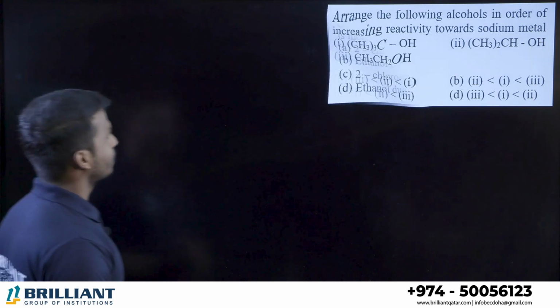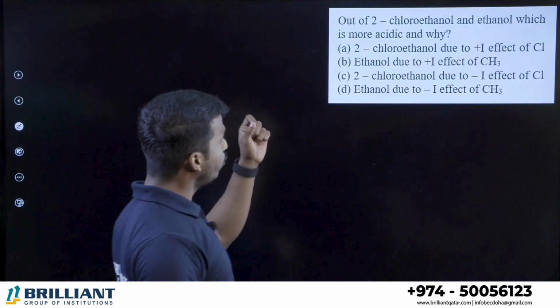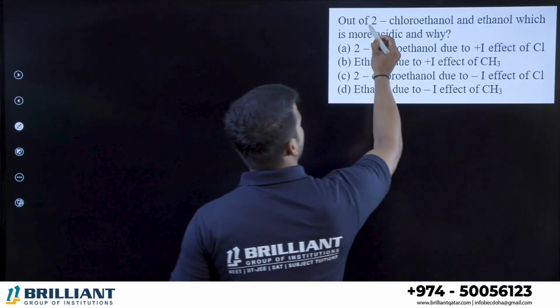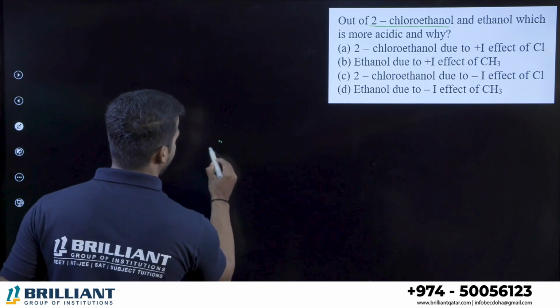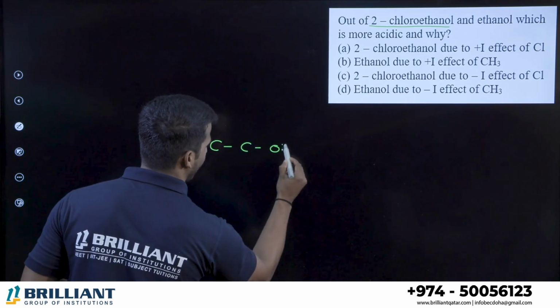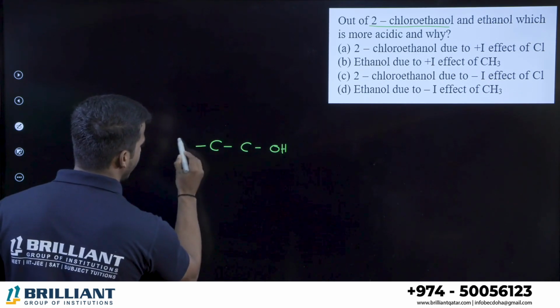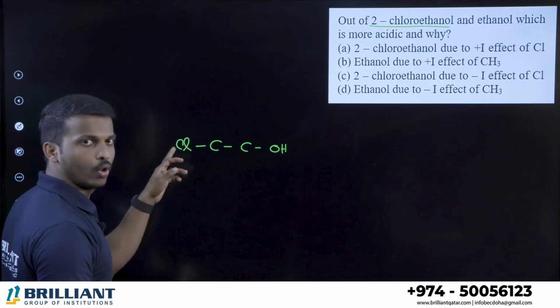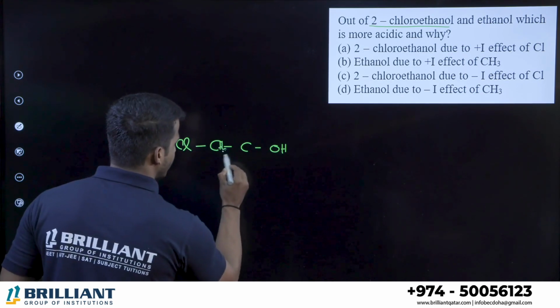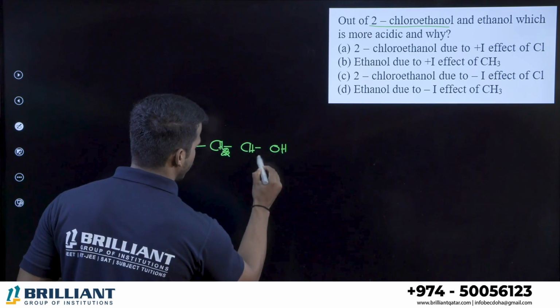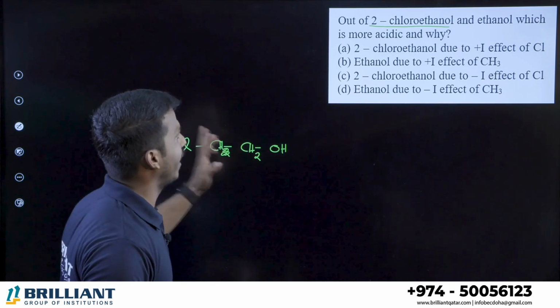Okay. Next question. Out of 2-chloroethanol. What is 2-chloroethanol, dear all? Ethanol means 2 carbons with an alcohol. At the second position, there is a chlorine. This is called 2-chloroethanol, right? ClCH2CH2OH. Okay, this is 2-chloroethanol.